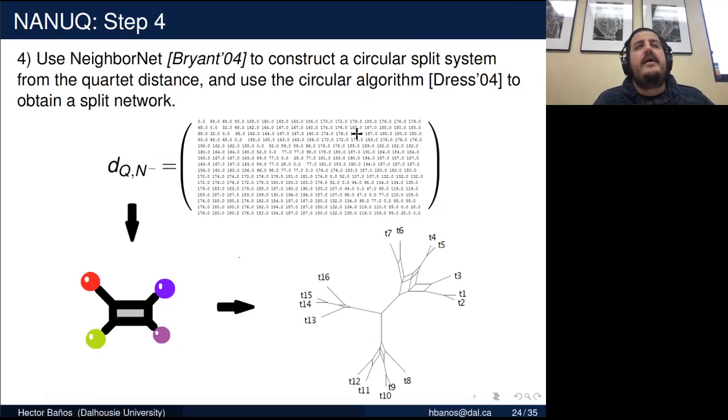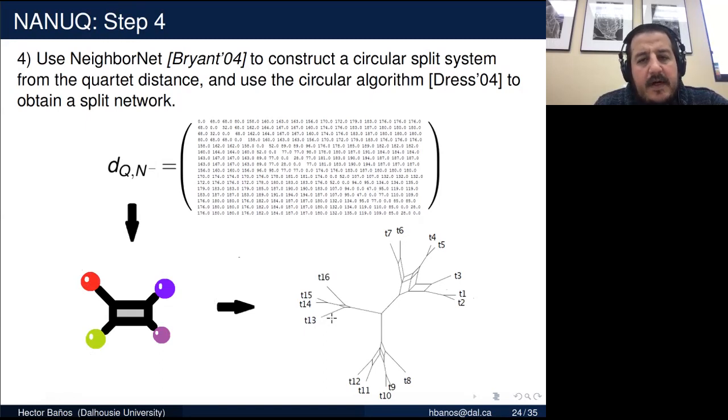So step 4 is to use NeighborNet to construct a circular split system from the quartet distance, and then use the circular algorithm from Dress to obtain a split network. I'm not going to go into the details of NeighborNet or the circular algorithm, but that is how this distance is used to construct the split network, and I'm going to explain a little better what a split network is. What we use for now is SplitsTree, which is software where NeighborNet and the circular algorithm are implemented. So you input that distance and you obtain a split network.